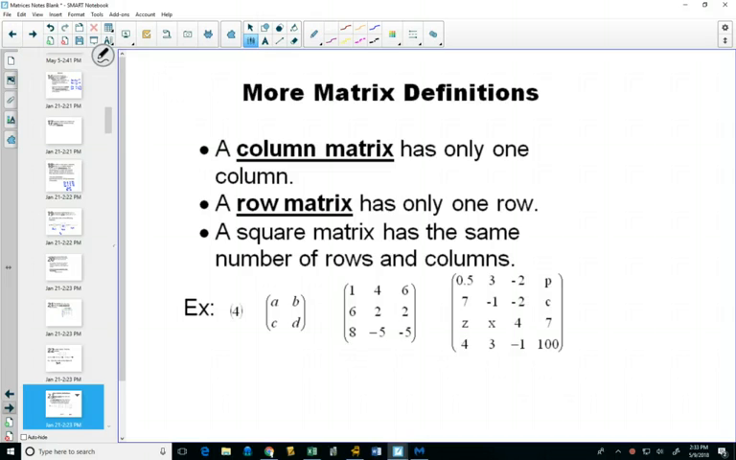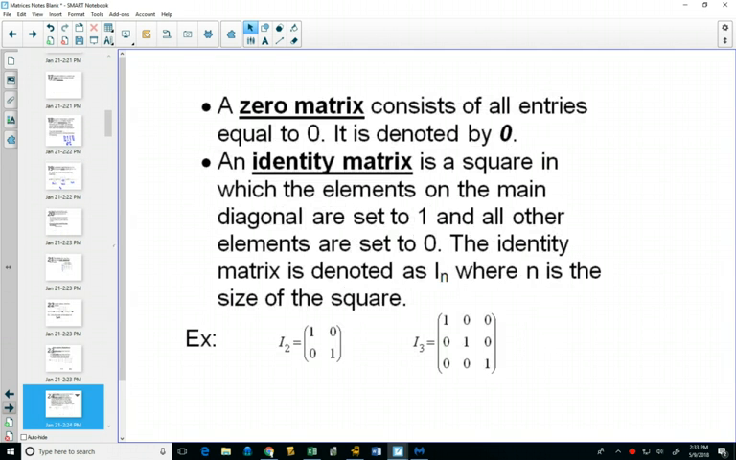Some more definitions. A column matrix is a matrix with one column. A row matrix is a matrix with one row. A square matrix has the same number of rows as columns. There is not a circle matrix. A zero matrix is a matrix where all of the entries are 0.